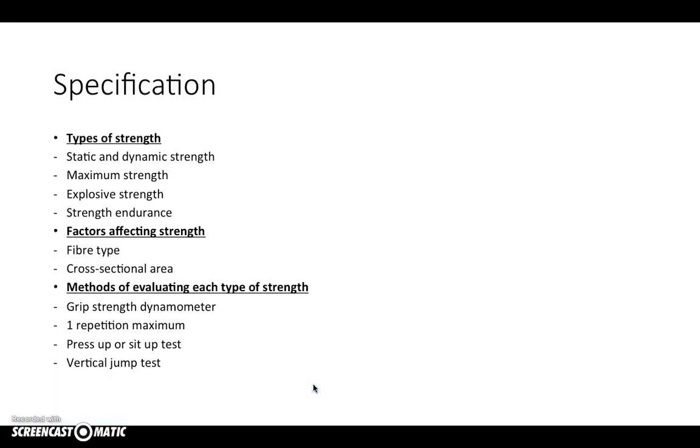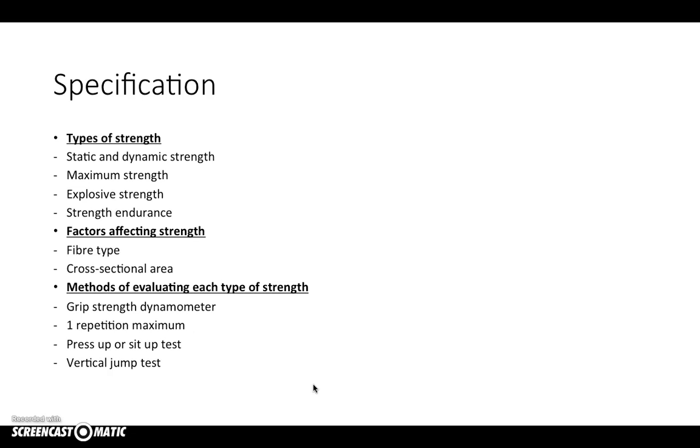What we're going to be looking at on today's screencast is this. Okay, we're going to look at different types of strength. So we've got static and dynamic strength, maximum strength, explosive strength, strength endurance. We're going to be looking at the factors that actually affect strength. So fibre type and cross-sectional area are new ones. We've also got the ones from the aerobic system which actually are specific to strength as well. So we're going to use our memory method for that.